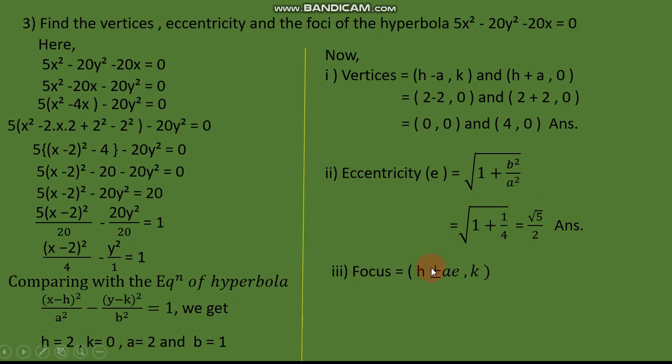And now the foci are (h ± ae, k). Putting the values of h, a, e and k, we get this, and the 2 and 2 cancel out, and we get only (2 ± √5, 0). This completes the solution.